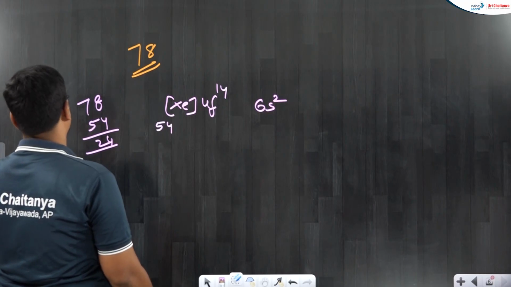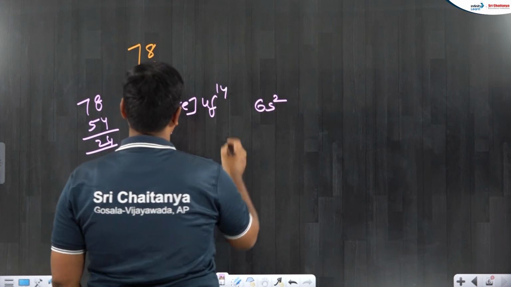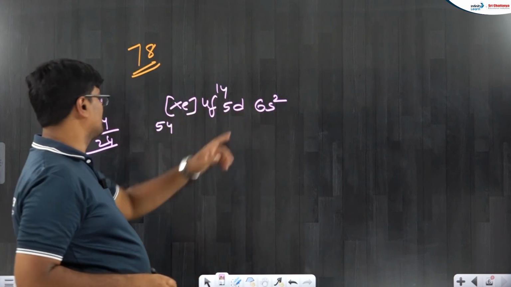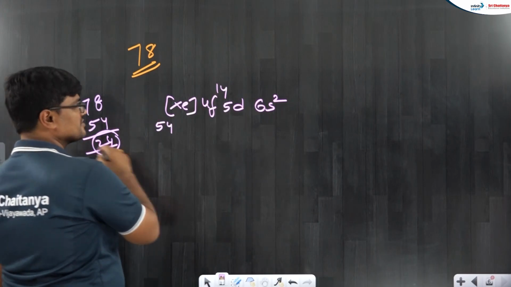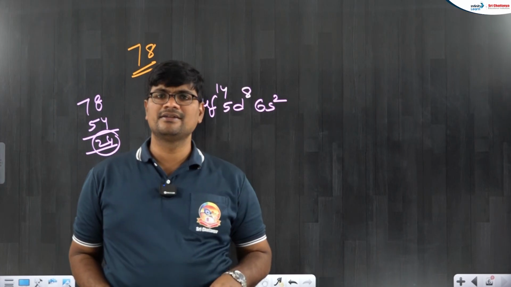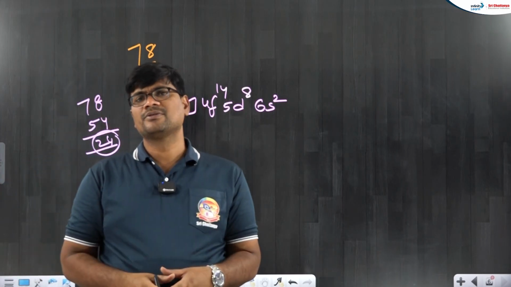So we have 6s2, 4f14, and then 5d. So can I write 5d? This is already 16 electrons, remaining 8 electrons we need to write, 5d8. By looking at this, we can say that it is a d block element. However, there is an exception. Few exceptions you need to know.